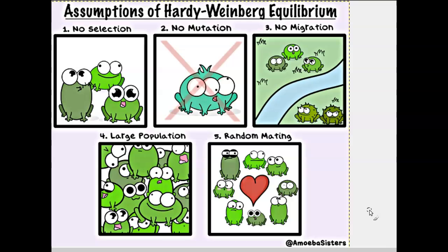Has to have random mating. Mate choice is completely independent of any type of preference, independent of any type of genotype or phenotype. No inbreeding, no assortative mating. And what's the one that's missing? And no genetic drift. No changes in allele frequencies due to chance alone. All right, so these are the assumptions.